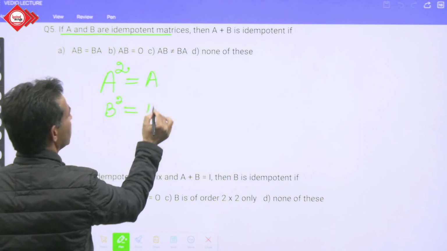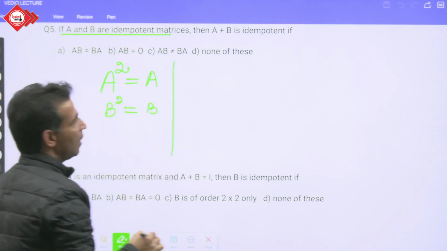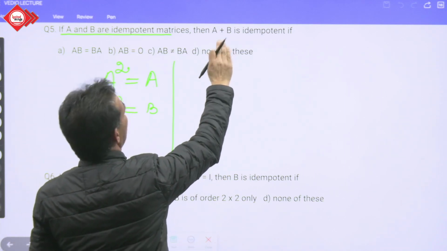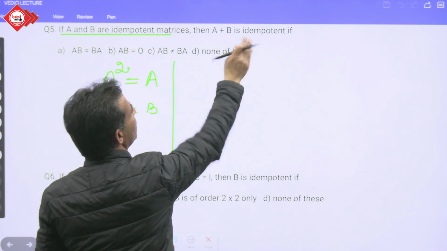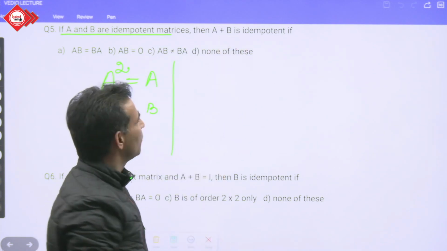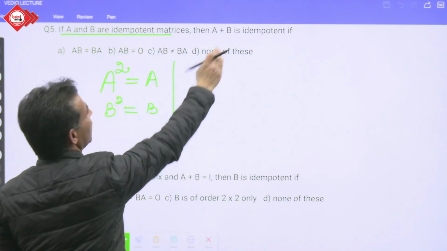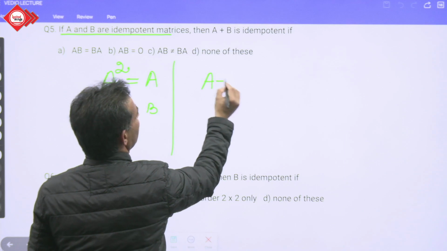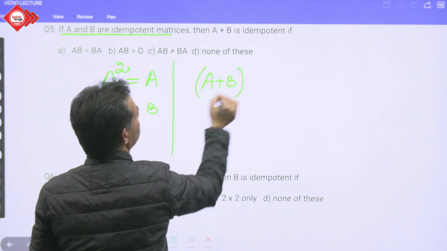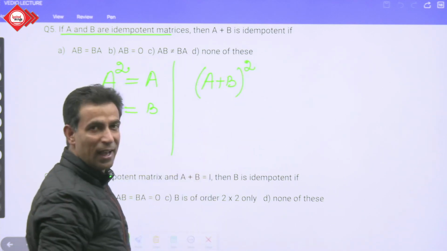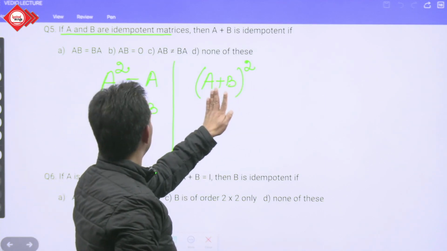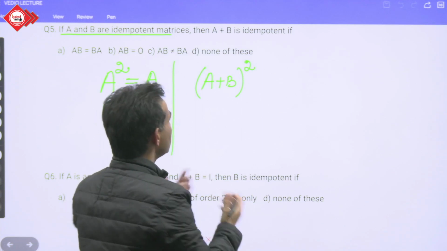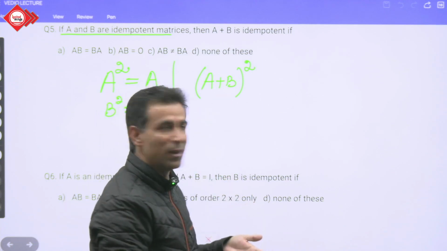Now what we have to check? We have to look whether this A plus B is idempotent or not. We have to search under which condition it is true. So what we do, let us take A plus B, its square. If it comes out to be the same matrix A plus B, then A plus B is idempotent matrix. Let us see under what condition it comes out to be A plus B.